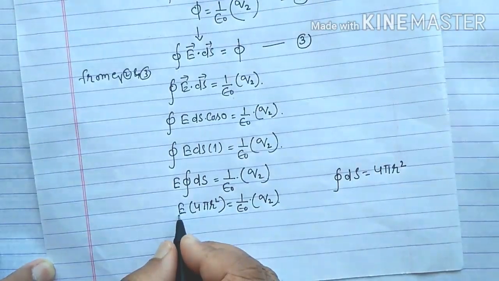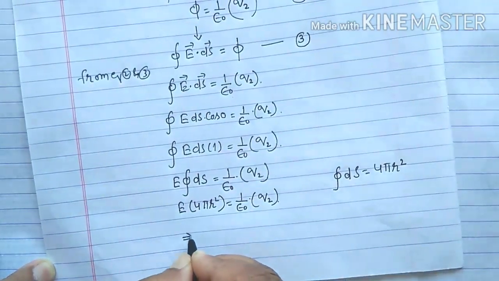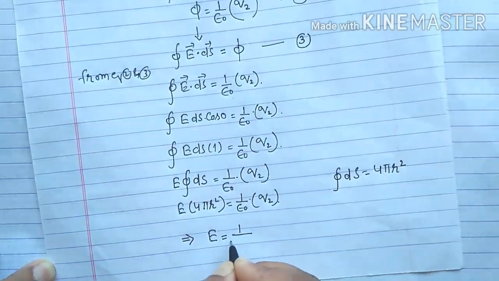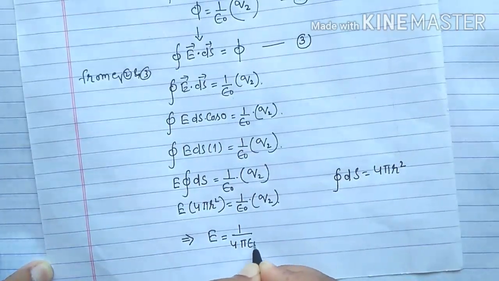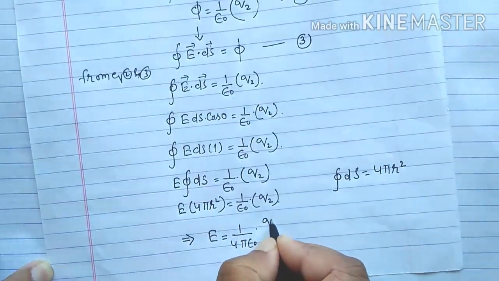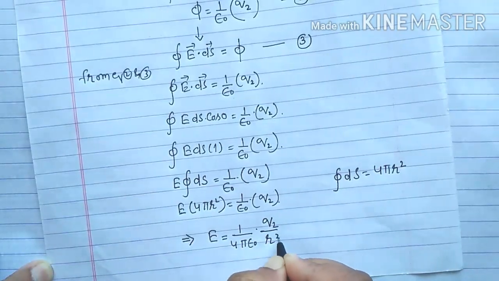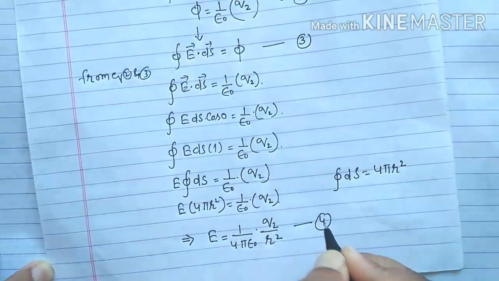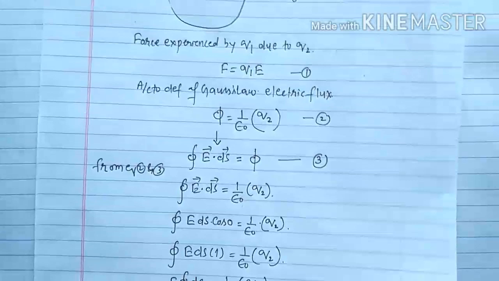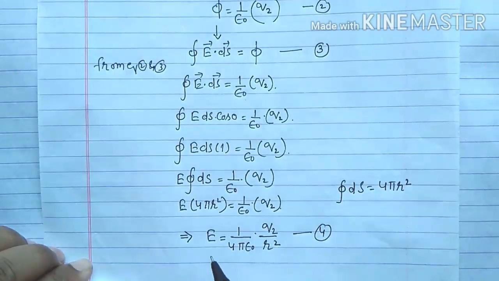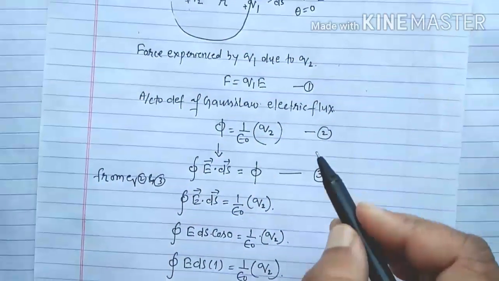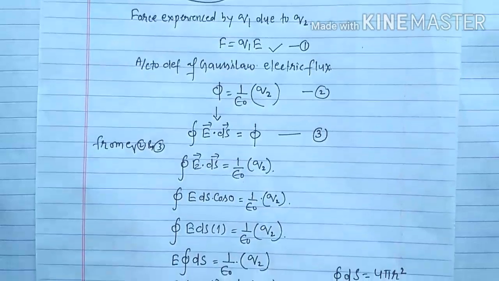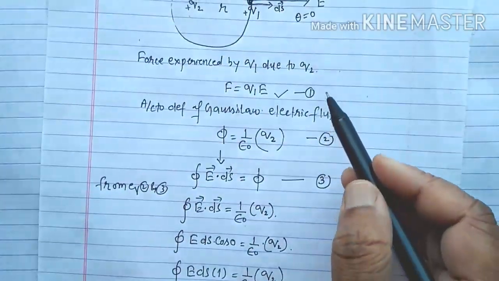If we calculate the value of electric field E, this indicates that electric field E is equal to 1 upon 4 pi epsilon naught times q2 by r square. Let's consider this represents equation number 4. So if we put this value of electric field from equation number 4 into equation number 1.